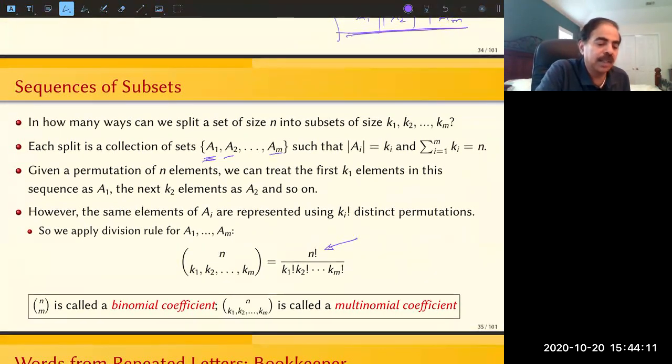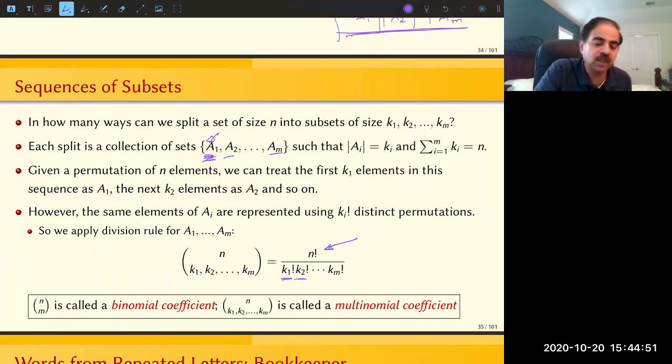But then to eliminate the duplicates, or eliminate the multiple ways in which A1 could be specified, we know that A1 contains K1 elements. So its elements have K1 factorial permutations. So all of these K1 factorial permutations, we are counting as if it's a different instance of the set A1. Therefore, we have to apply the division rule to divide the original n factorial by K1 factorial to eliminate those duplicates.